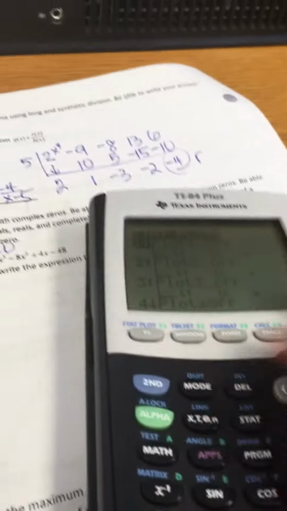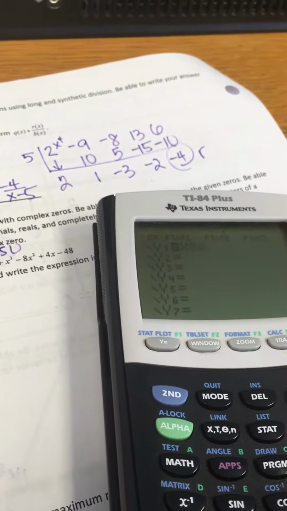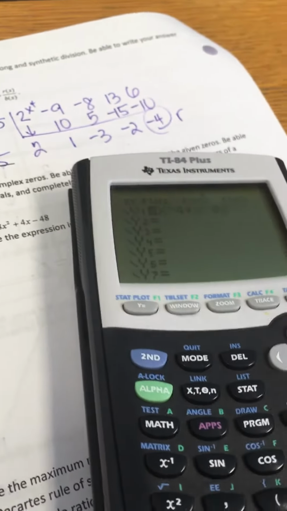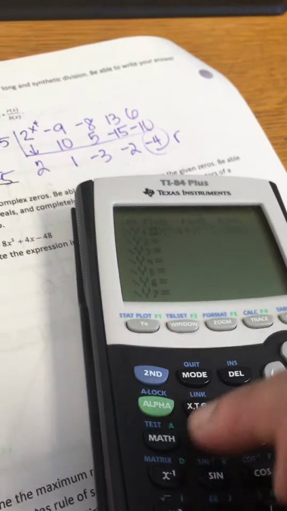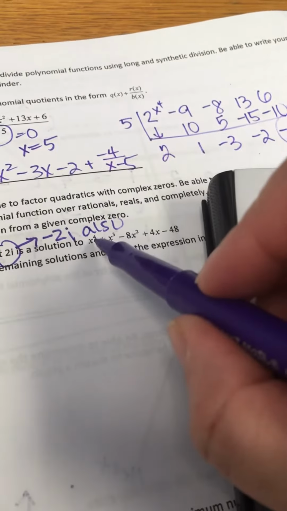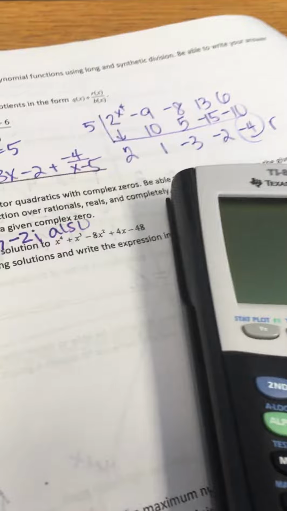You can go to y equals, clear off what you got and put it in there, and do synthetic division with any zeros you might find. Now, some zeros are not necessarily right there for you. Remember, this is a 4th degree polynomial because the biggest exponent is 4.